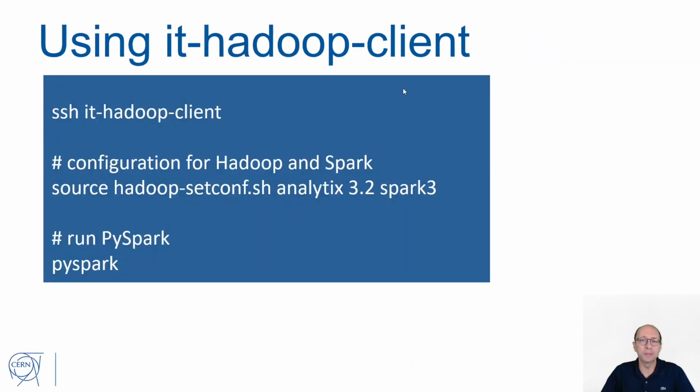If you're using the IT Hadoop client, which is recommended for the command line, while for notebooks it's recommended to use SWAN, this is what you need to do. You SSH to IT Hadoop client. You will get to one of the machines load balanced under this alias. Then you will need to source the configuration. This will set up for you the environment variables and the configuration files that you need. Typically, you will want to use the general purpose cluster, analytix, on Spark 3. And you just copy paste here. And then let's say you want to run PySpark, so it's the Spark shell for Python, you just need to run pyspark. There are more configurations that you can run there. This will get you started.